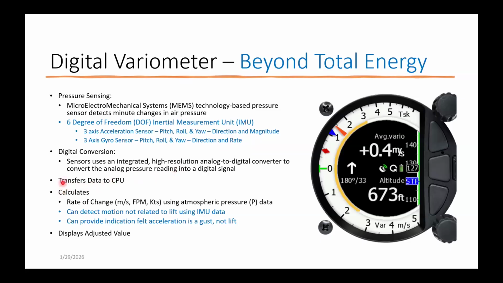If I take that, bring it in, I can put software in the Vario or in the computer that you connect the Vario to. I can detect the motion that is not related to lift, so I can determine that this gust is not contributing to lift. All it's doing is making my Vario scream at me. So then I can get an indication that the felt acceleration is a gust, not lift. Okay.